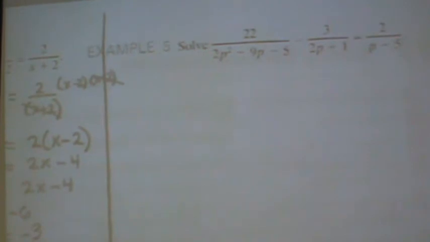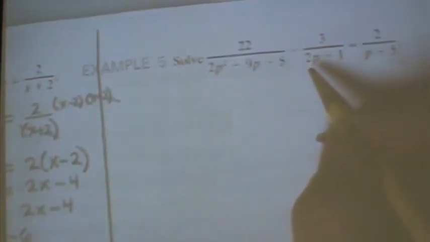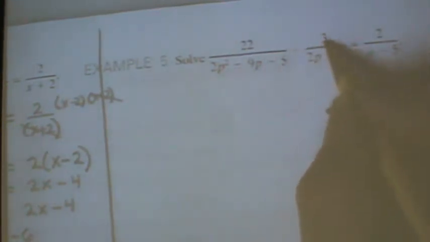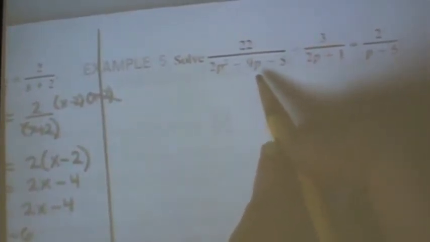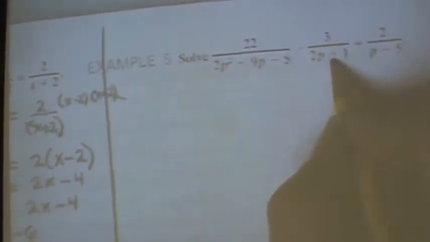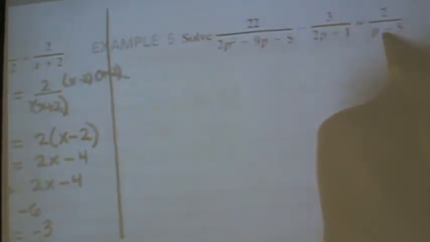Okay, this is the hardest one. It's not too bad though. It says 22 over 2p squared minus 9p minus 5, minus 3 over 2p plus 1, equals 2 over p minus 5. Now, these are one of those ugly ones to factor, but I'm going to give you a hint. This factors into this times this. So this is a trinomial, and the factors are 2p plus 1 times p minus 5.